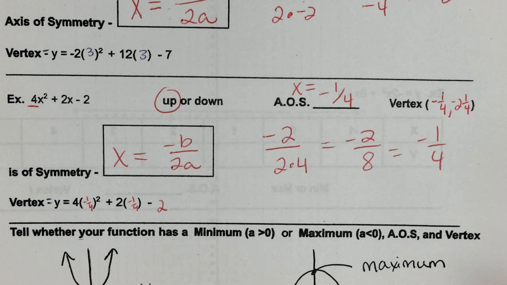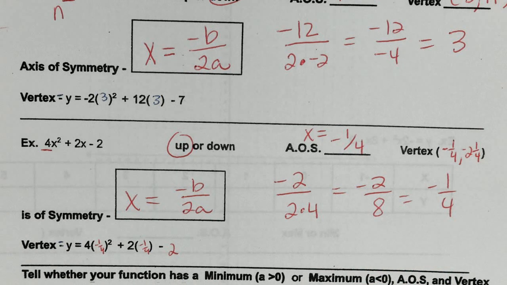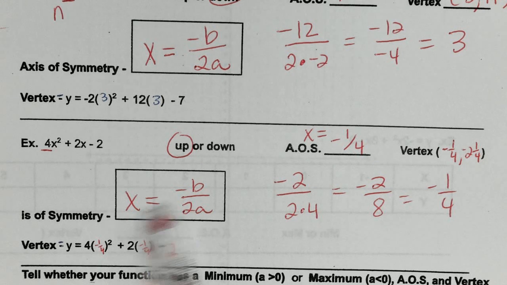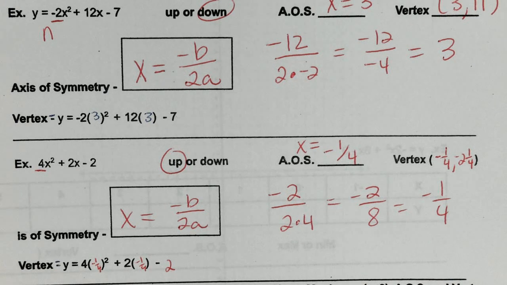Questions? Easy? All right, so let's talk about what we just learned. We learned how to know if it opens up or down by looking at the A. If it's positive, it opens up. If it's negative, it opens down. We learned the axis of symmetry formula. Super easy. You put it, and that's your x equals. And then we learned that to find the vertex, you take the axis of symmetry and plug that in for x, and it'll give you the y value.